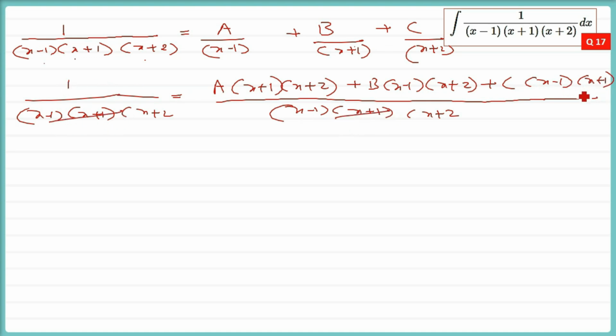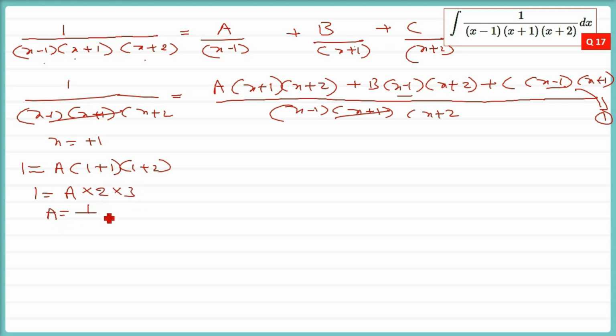Now whatever is remaining, just call it equation number 1. In order to find a, we'll put x equals 1, which will make the second and third terms 0. On the left there is no x, so just write 1, and on the right replace x by 1. So a into 1 plus 1 and 1 plus 2. So 1 equals a, 2 into 3. So this a will be 1 by 6. You can write 1 by 6 here, in the integration of this one.